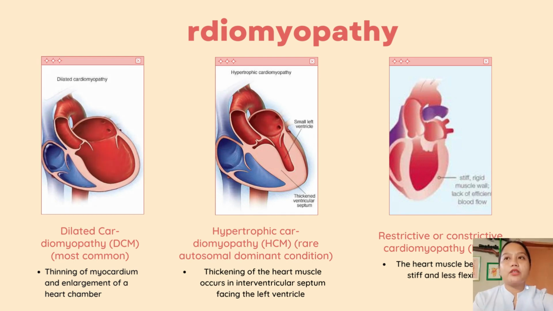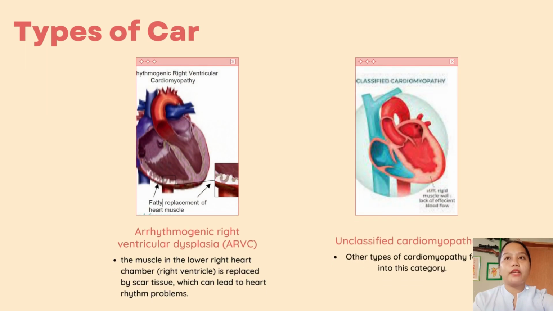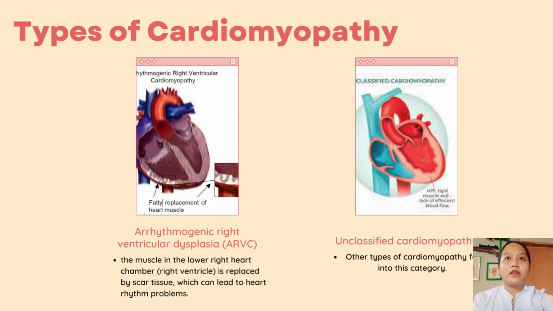Next is arrhythmogenic right ventricular dysplasia. In this rare type of cardiomyopathy, the muscle in the lower right heart chamber, which is the right ventricle, is replaced by scar tissue, which can lead to heart rhythm problems. It is often caused by genetic changes.